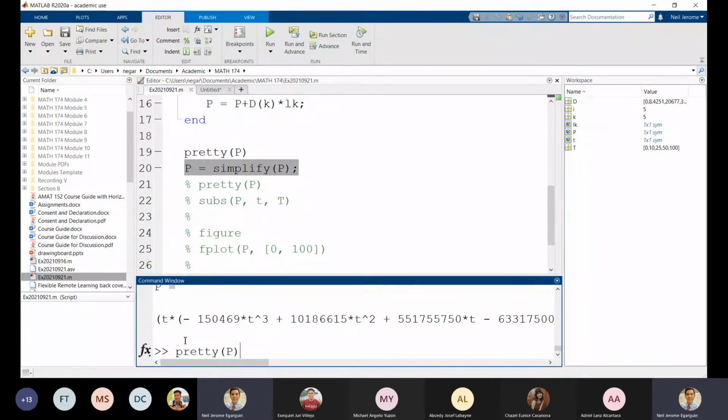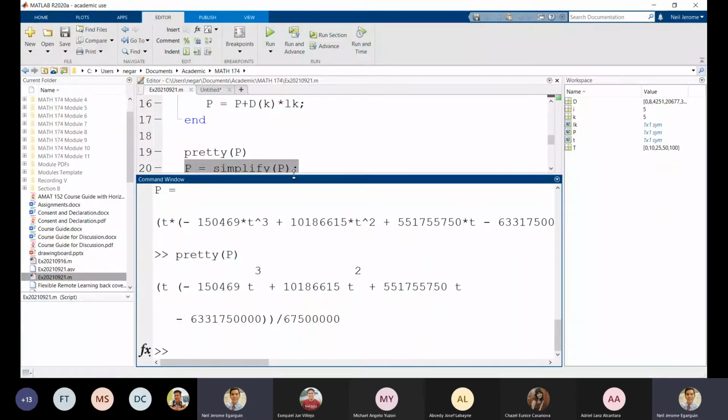Let me see. Okay. So yung output niya ay T times negative 150,469 T cubed plus this guy times T squared. Just be careful. Yung exponent ay nandun sa previous line and so on. And then there is, I think, a pair of parentheses here, prompting us that this is an entire numerator and the denominator is 6.75 million.